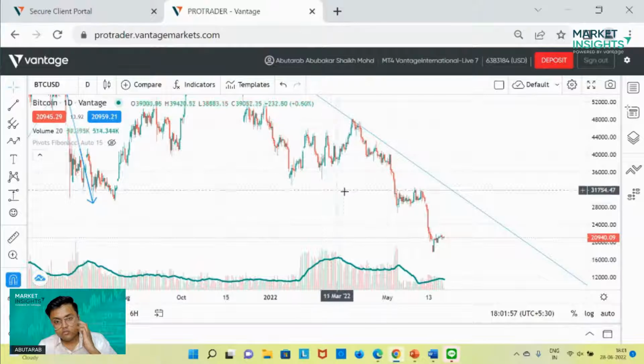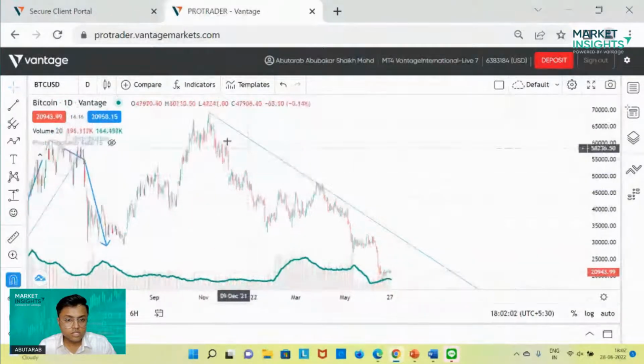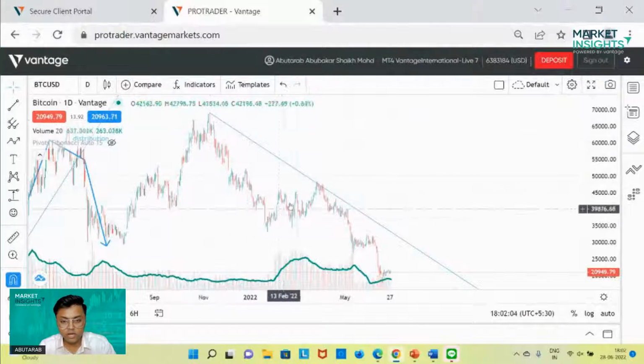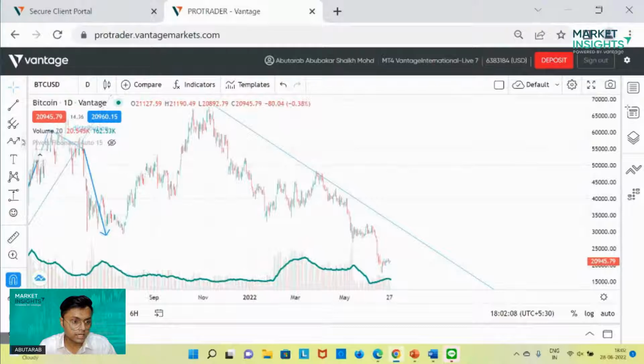So we see this particular position, the previous position from November 21 till now, also follows the Dow principles. Now, how is it acting? Let's see.